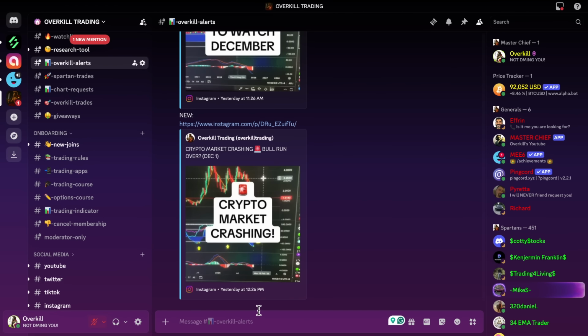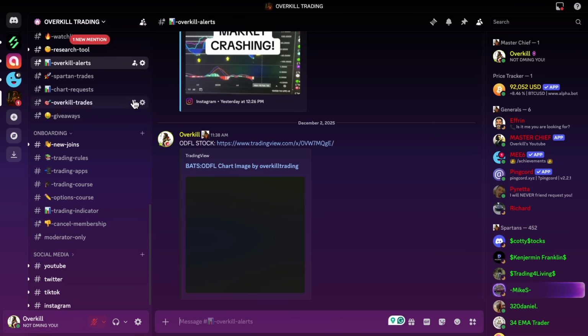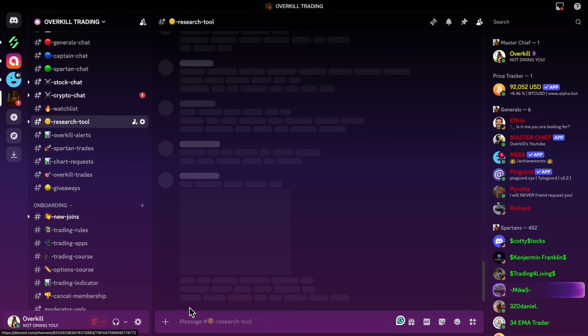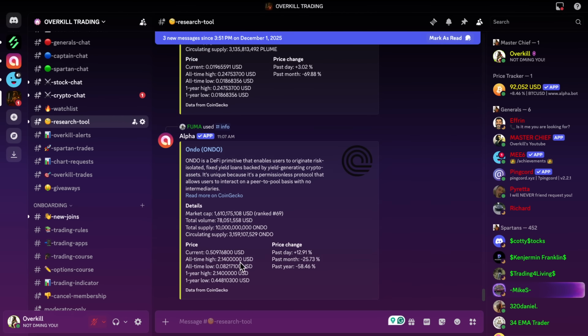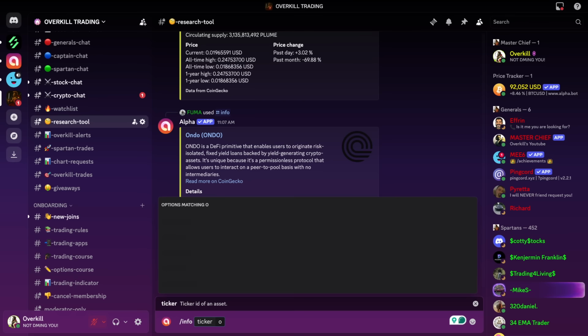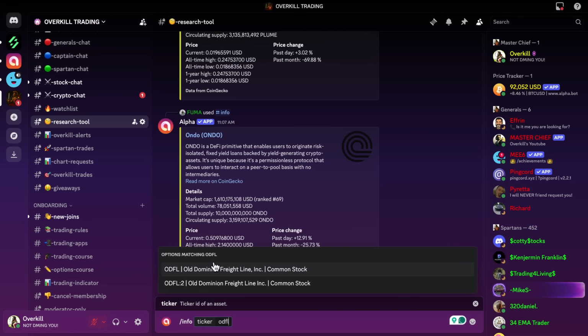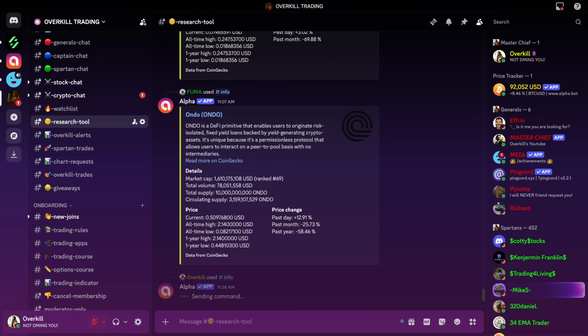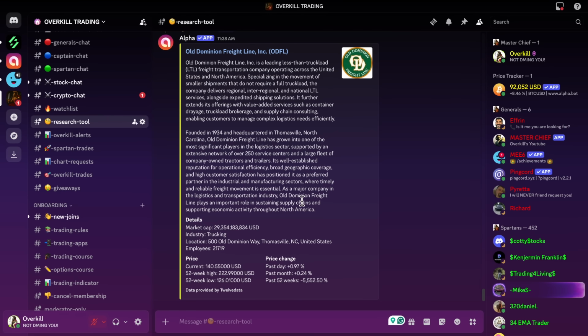This looks good. Good request. Really good request. ODFL stock. Okay, and I'm not 100% sure what they do, so we actually have a research tool over here in the Discord as well. You go to the research tool tab. All you got to do is type in /info and then type in the ticker. I think it was ODFL. Yep, Old Dominion Freight. You hit enter, and it pretty much looks up everything that it does.